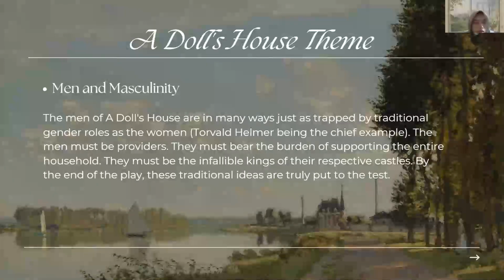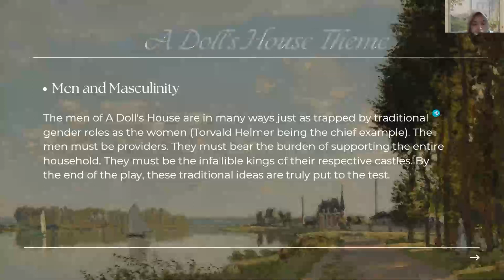And then the next theme is men and masculinity. The men of A Doll's House are in many ways just as trapped by traditional gender roles as the women, Torvald Helmer being the chief example. The men must be providers. They must bear the burden of supporting the entire household. They must be the infallible kings of their respective castles. By the end of the play, these traditional ideas are truly put to the test.